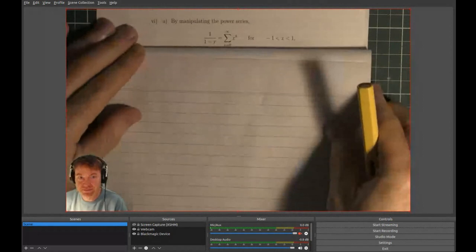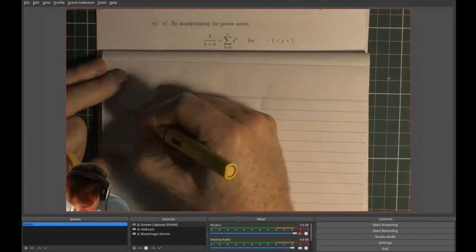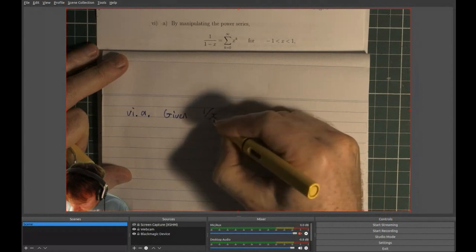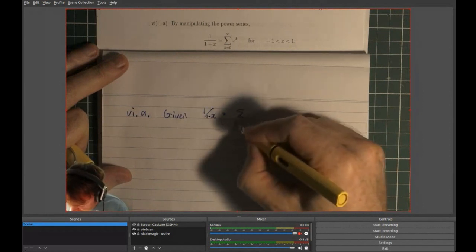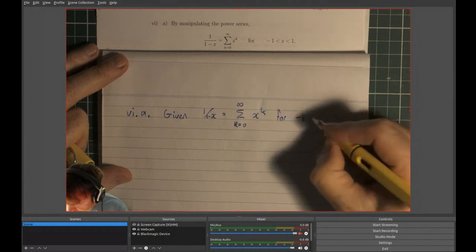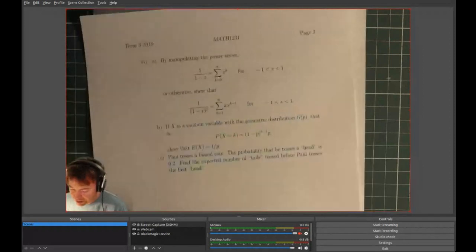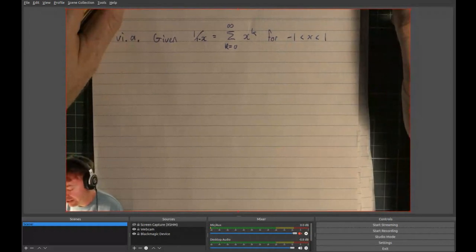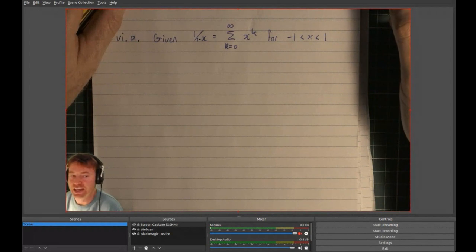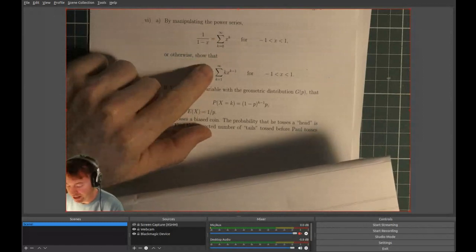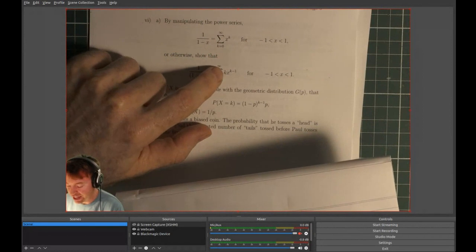So part A. Given 1 over 1 minus x is the sum from k equals 0 to infinity of x to the k for minus 1 less than x less than 1. Now, the good news is that these power series are very robust objects. You can add them, you can multiply them, you can integrate them, and you can differentiate them. And where I'm trying to get is from this object, this sum of the x to the k's, to this object, where the power here has been decremented, and I've got a k out front.